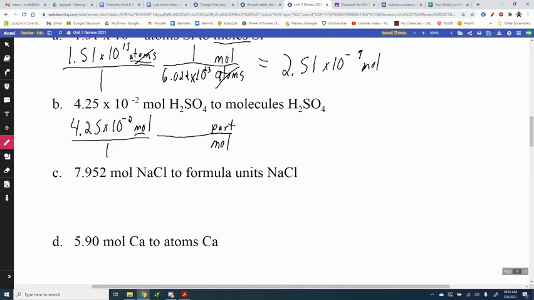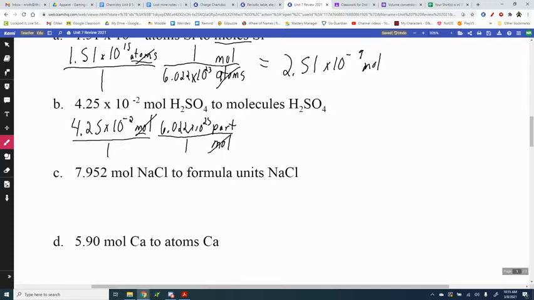So we can shorten it. 1 goes in front of moles. 6.022 times 10 to the 23rd goes in front of particles. Moles cancel out. So we take 4.25 times 10 to the negative 2 multiplied by 6.022 times 10 to the 23rd. And we get 2.56 times 10 to the 22nd particles.